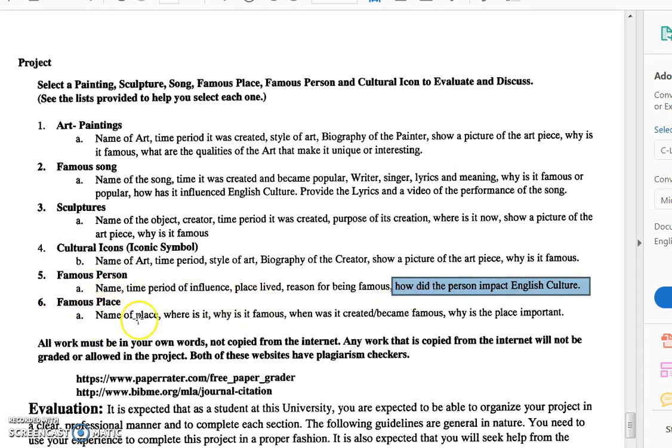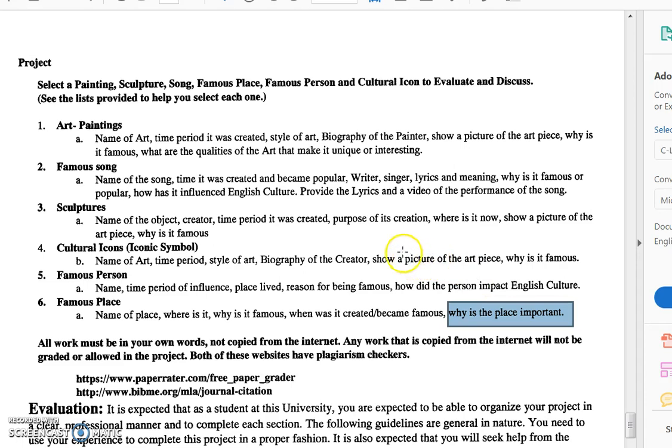And then the last one is a famous place. Where is the place? What is the name of it? Why is it famous? When was that place created, and or when did it become famous? And why is the place important? Again, here's the most important part: why is this place important? You're going to have to do a little research and a little thinking on it, because you're going to give your opinion in here as well.